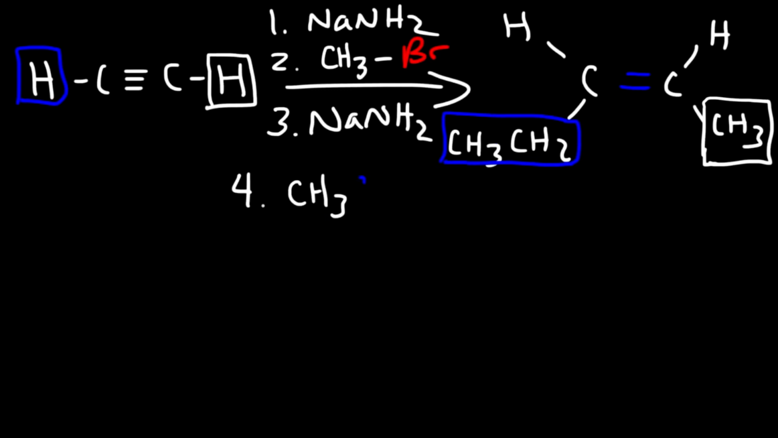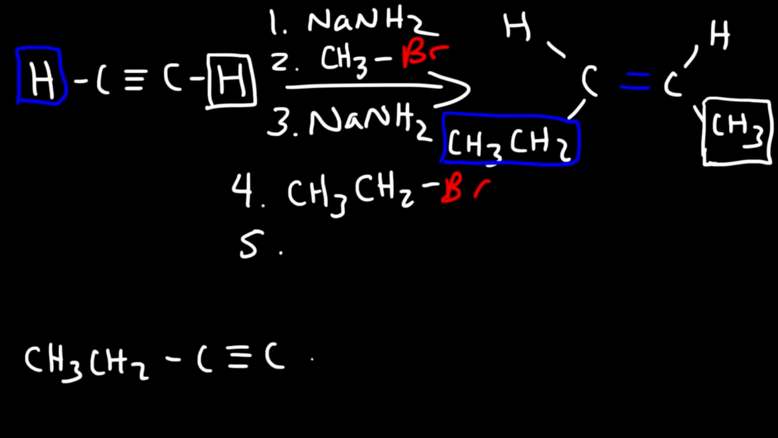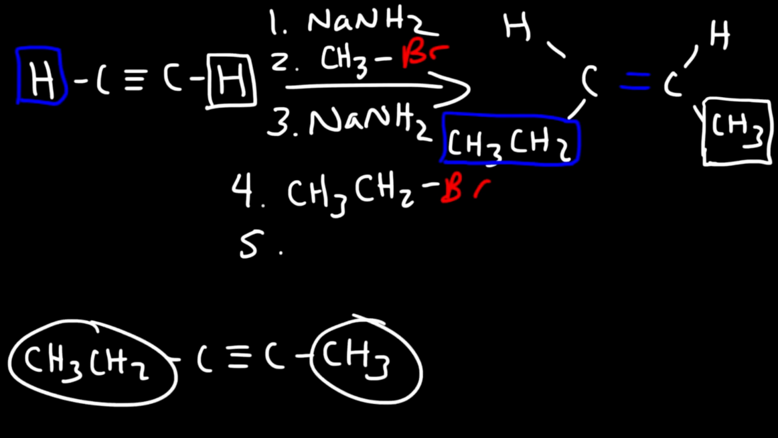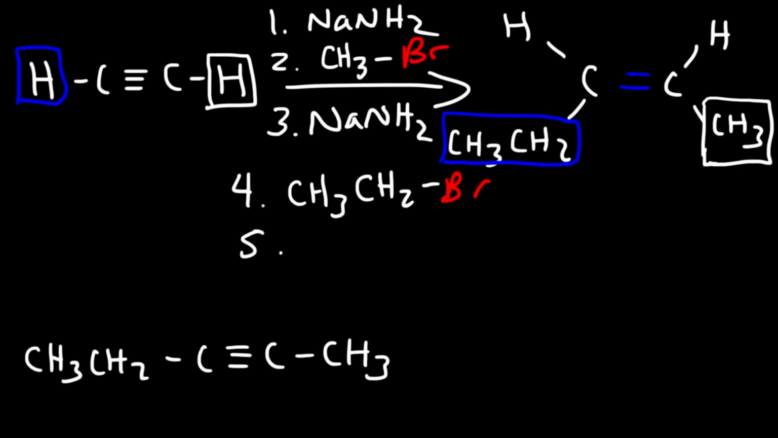And then in step 4, we're going to replace that hydrogen with this ethyl group that we see here. So it's going to be CH3CH2 with a bromine atom attached to it. Now the 5th step, by the way, after the 4th step, we're going to have this. We still have an alkyne, but we now have the methyl and the ethyl group attached to the alkyne after the 4th step.